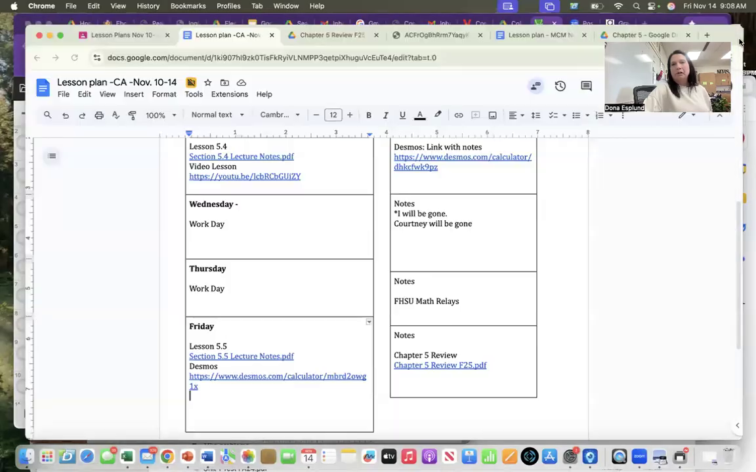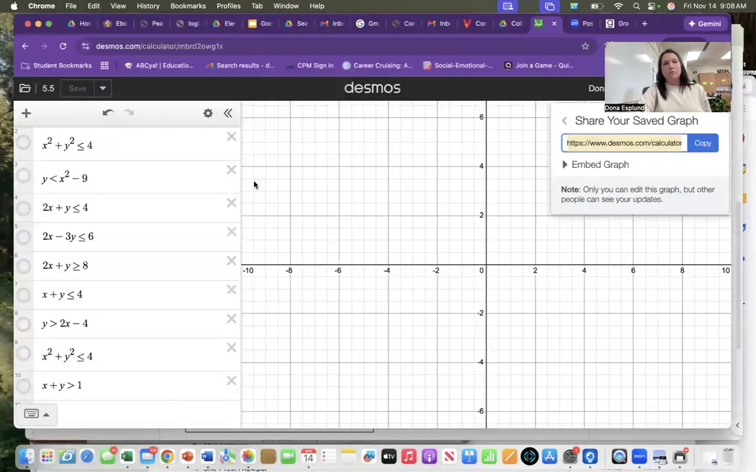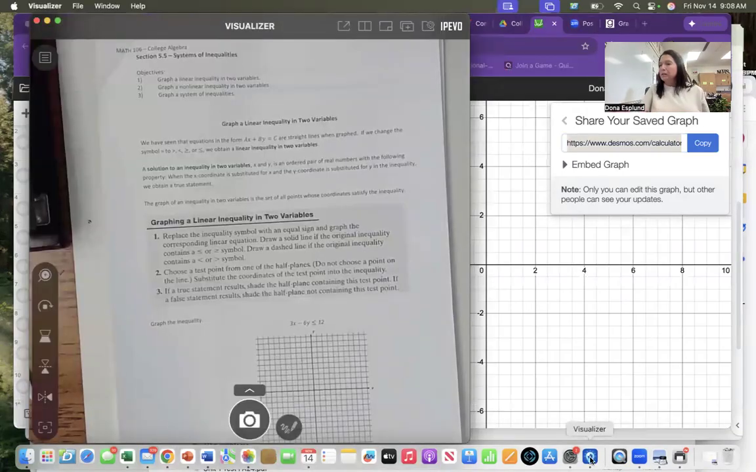So I have a Desmos activity. I went ahead and put it on our lesson plans. And so if you want to grab that one, it'll just have all of the questions that we're going to go over. So you're welcome to do that as we go through. So to get started, let's start here.